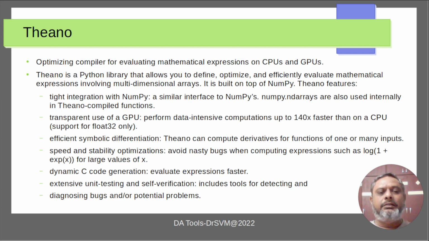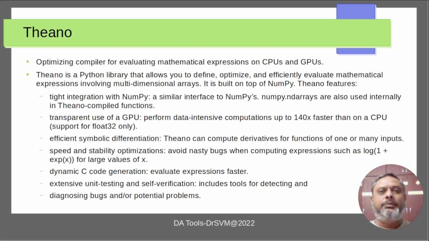It has transparent use of GPUs, performs data intensive computations up to 140 times faster than on CPU. Efficient symbolic differentiation. So Theano can compute derivatives for functions on one or many inputs.